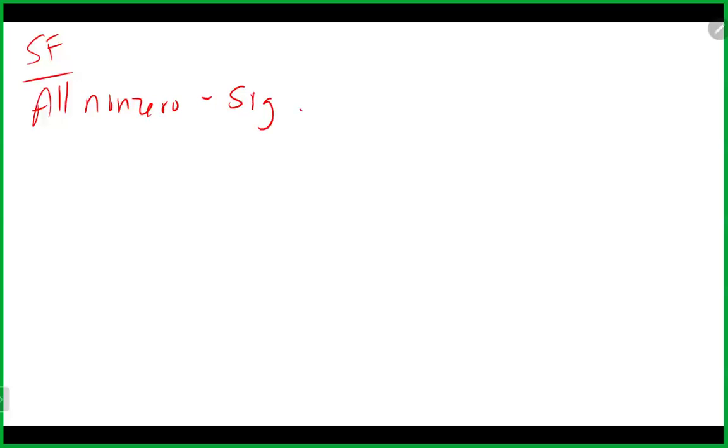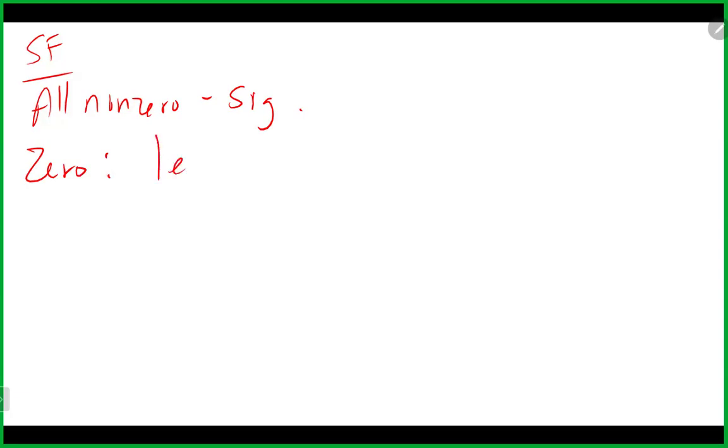So we always start counting left to right. And we really do start counting as soon as we hit the first non-zero number. That's where we start, and that will give us our number of significant figures. When we have zeros, that's somewhat problematic for people.